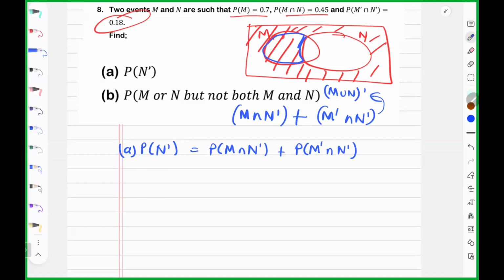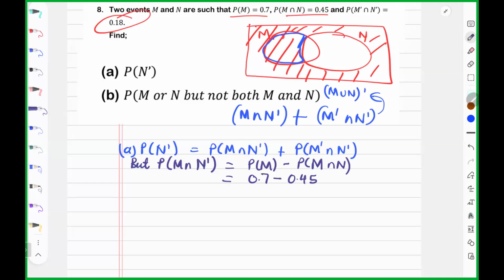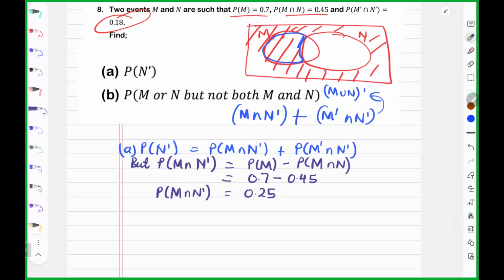The contingency table can also come in handy, in case you can't use these sets. But in the question I don't see M intersection N complement, so we shall have to first get it. Probability of M intersection N complement is probability of M minus the intersection, probability of M intersection N. So our M was 0.7, our intersection is 0.45. I subtract, I get 0.25, which is our probability of M only, or M intersection N complement.